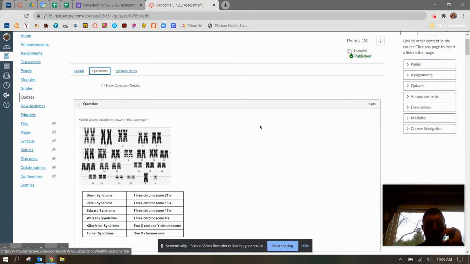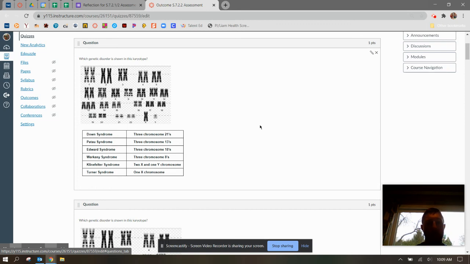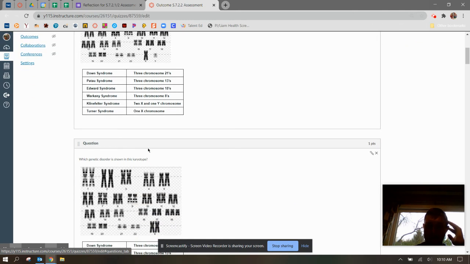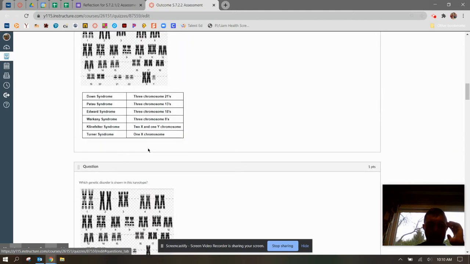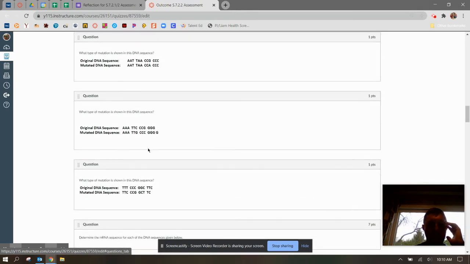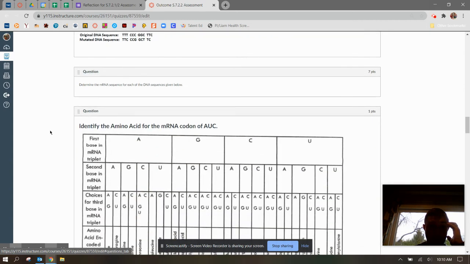And in your 7.2.2 assessment, you were asked to identify genetic disorders. So you were looking at pictures of karyotypes and identifying what was wrong with those karyotypes based on what you saw. That's where you would go back and practice patients A, B, and C if that was something you did not understand. In the middle here, we had 3 questions about insertion, deletion, and substitution mutations. So make sure that you understand those if that's something you want to retake.